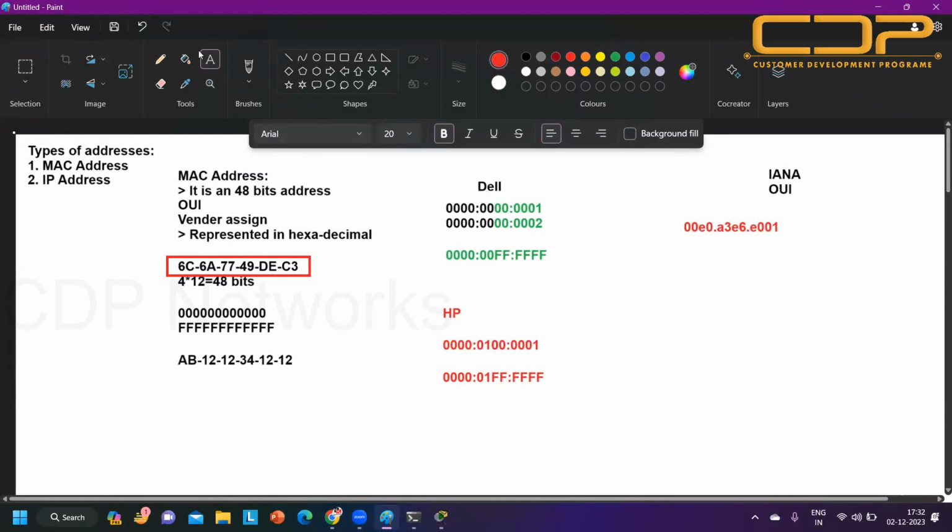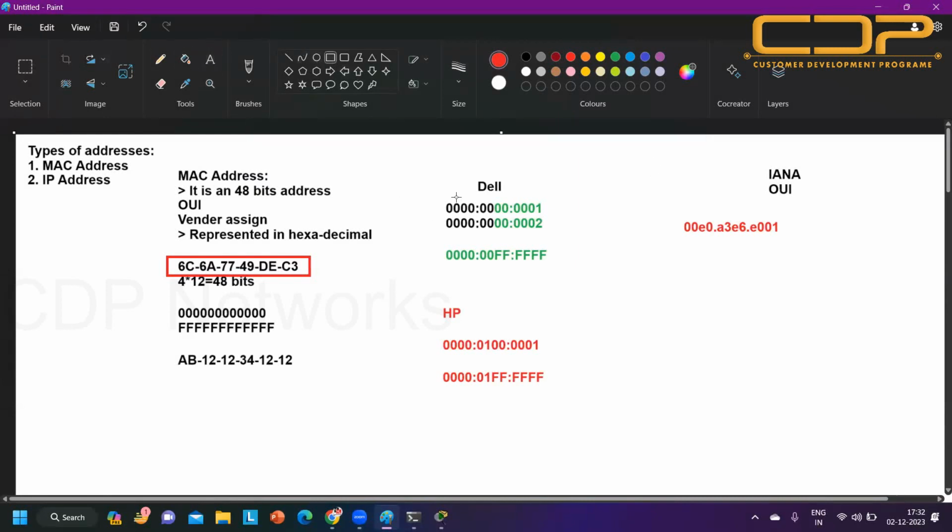You can see Dell and HP both are using the same vendor assigned part. The last 24 bits are the same. The last 24 bits in both MAC addresses are the same, but the OUI is different. Because of that, both MAC addresses are unique.